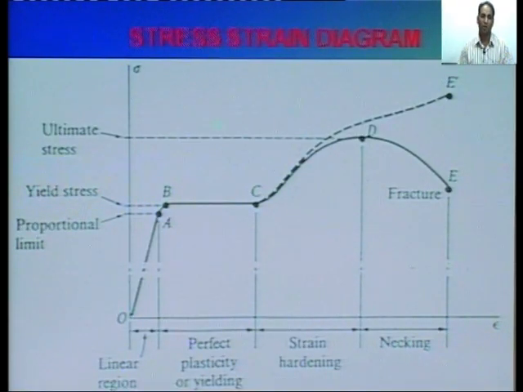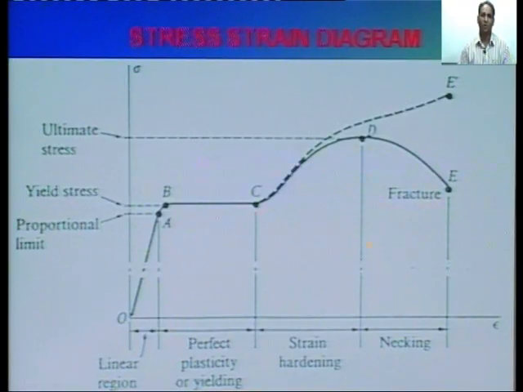Point A is called the proportional limit, that is the elastic limit point, and then there is a small increase in the load and a very small increase in stress. That point B is called the yield stress point. The material of any specimen yields under loading from B to A. B is the upper yielding point, A is the lower yielding point, and then the graph goes from B to C, which is equivalent to a constant straight line.